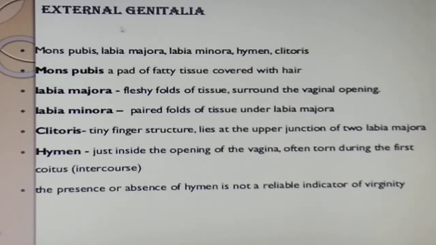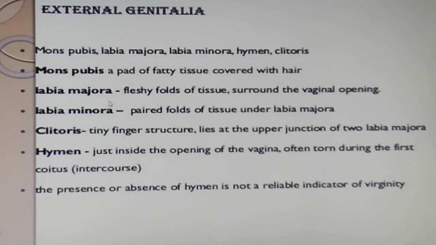Now talking about the external genitalia, students, it consists of mons pubis, labia majora, labia minora, hymen, and clitoris. These are the structures present outside the female body, and this is the external genitalia. Talking about mons pubis, it's a pad of fatty tissue that is covered with hairs. It is the external genitalia, students, I'm not talking about the internal structure.